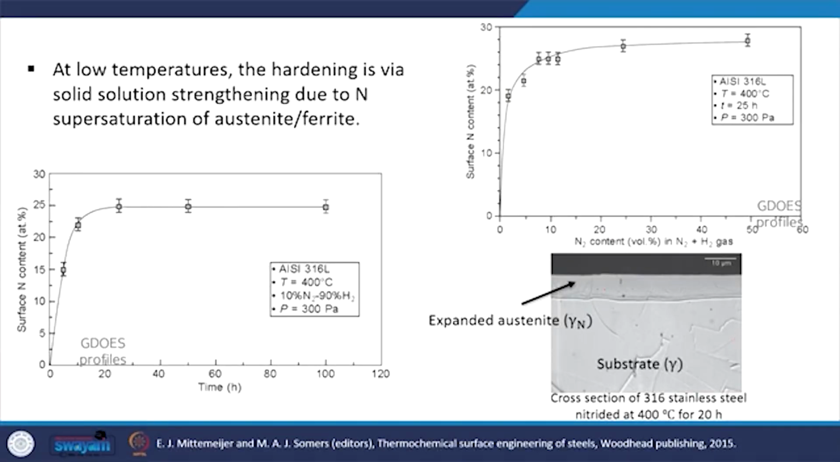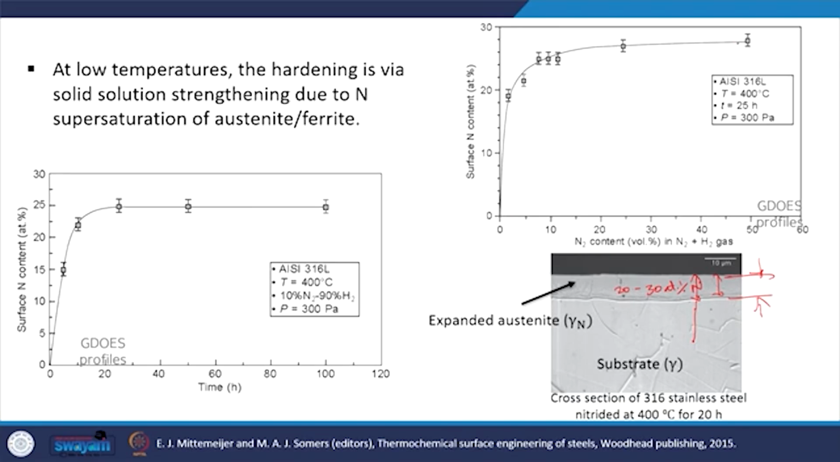So what is shown here is the cross section of a nitrided stainless steel. You see this is the layer, the nitrided region, where a lot of nitrogen is dissolved. About 20 to 30 atomic percent nitrogen is dissolved in this layer. This layer is extremely hard as compared to the substrate. This is the substrate, the original material, and this is the modified material. This is the kind of layer which develops.